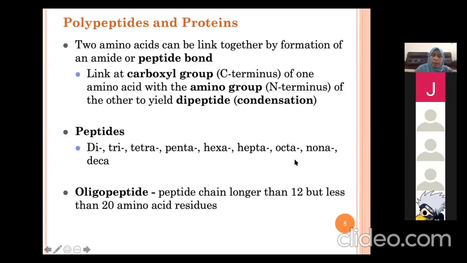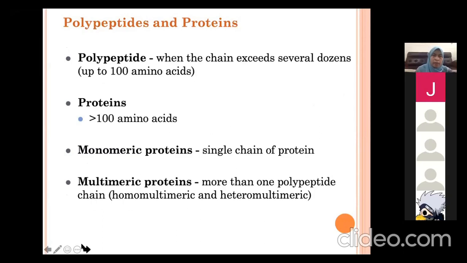If your peptide chain is longer than 12 but less than 20 amino acids, we call it oligopeptide. Because bigger than 20, we can call it mini protein, a small size of protein. And then after that, of course, we call it protein. Polypeptide is when it exceeds several dozen, up to 100 amino acids, and then protein.